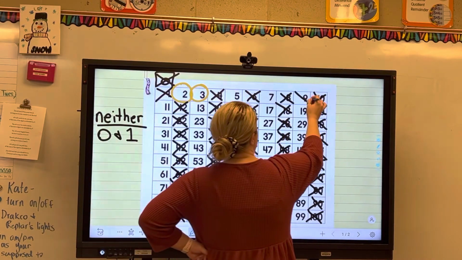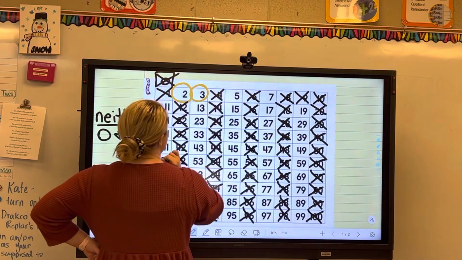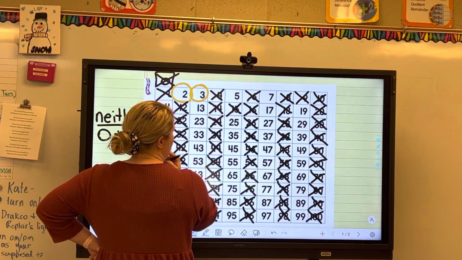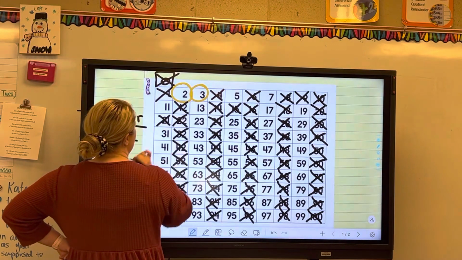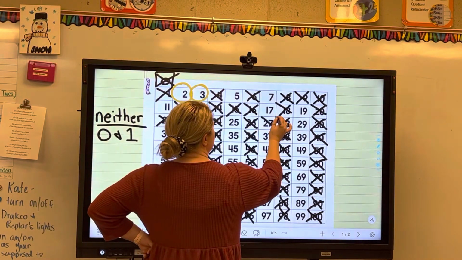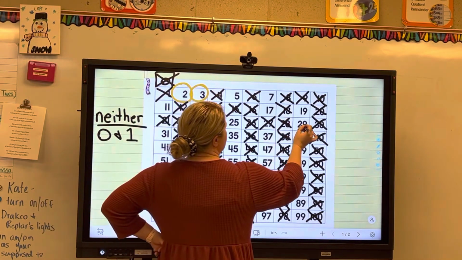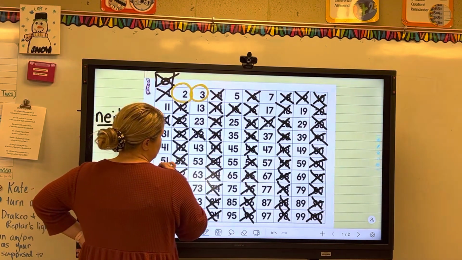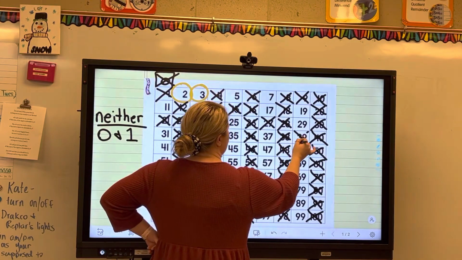And I'm just going to count by 3. So, 6 is already marked out, 9. 1, 2, 3, 12 is marked out. 1, 2, 3, mark out 15. 1, 2, 3, 18. 1, 2, 3, mark out 21. 1, 2, 3, 24. 1, 2, 3, mark out 27. 1, 2, 3, 30. 1, 2, mark out 33. 1, 2, 3, 36. 1, 2, 3, mark out 39.